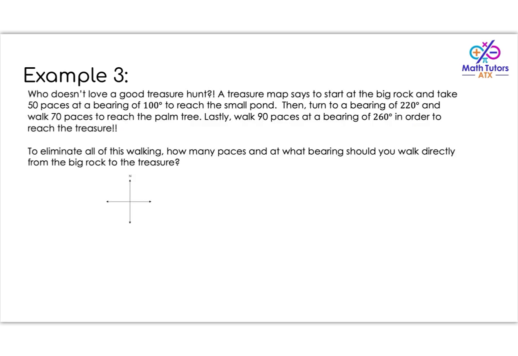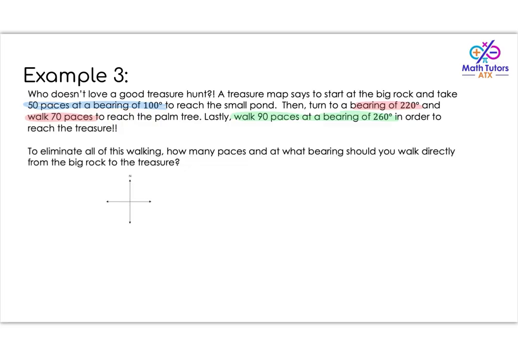And I'm actually just going to go ahead and kind of get you started here, and then I'm going to put the answer in the comment section. So right here, who doesn't love a good treasure hunt? All right. So it looks like the treasure map says we're going to start at the big rock and take 50 paces at a bearing of 100. And then we're going to reach a pond and then turn to a bearing of 220 and walk 70 paces till I hit a palm tree. And then lastly, we're going to walk 90 paces at a bearing of 260 degrees in order to reach the treasure.